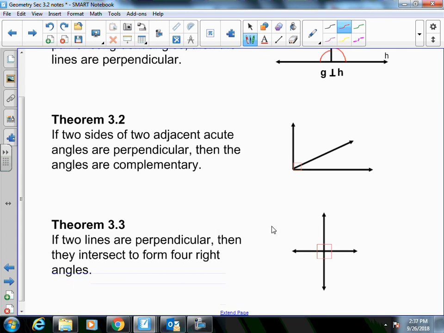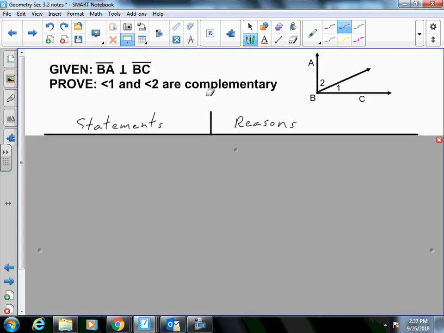And lastly, theorem 3.3 takes the definition of perpendicular lines just a little bit further, because the definition tells us that there's two lines that intersect to form a right angle. Theorem 3.3 goes ahead and says there's not just one right angle there. If you have perpendicular lines, all four angles at the intersection are going to be right angles. So, taking that information, and then one more proof.